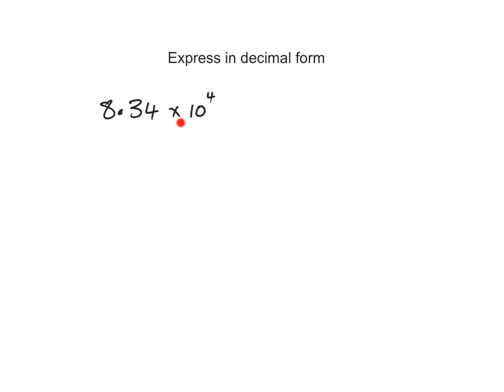Alright, well, if we have a number like this and we need to express it in its decimal form, so we've actually written it in scientific notation, what do we do? Well, the first thing we're going to do is write the number, which is 8.34, and we have 4 places that our decimal needs to move. So that's 1, 2, 3, and 4.